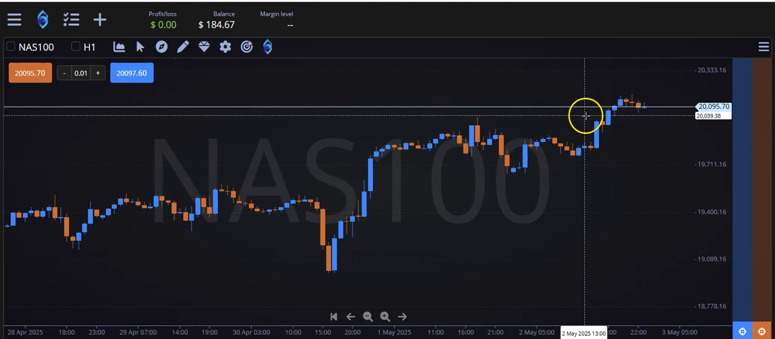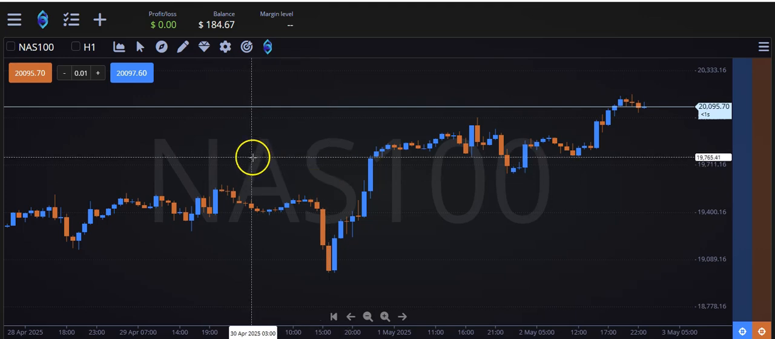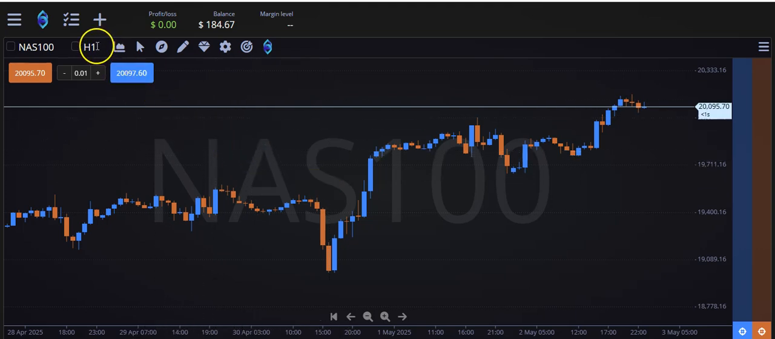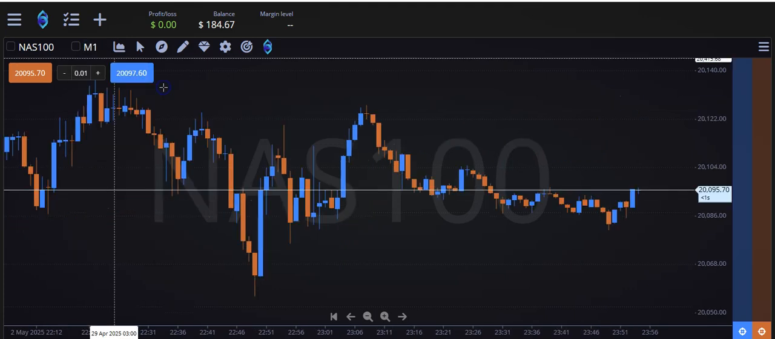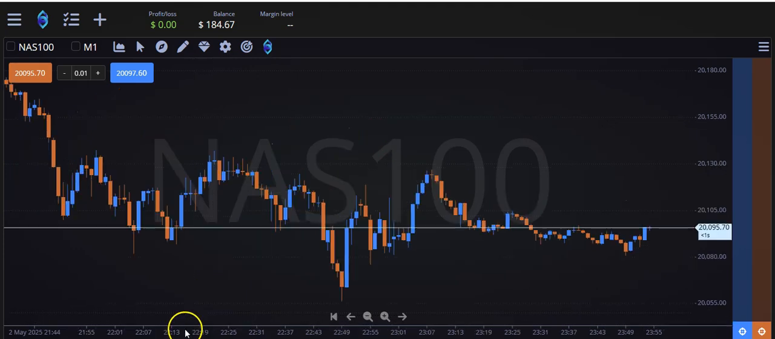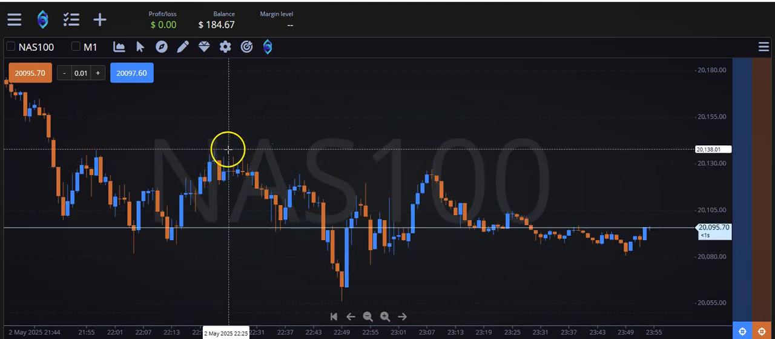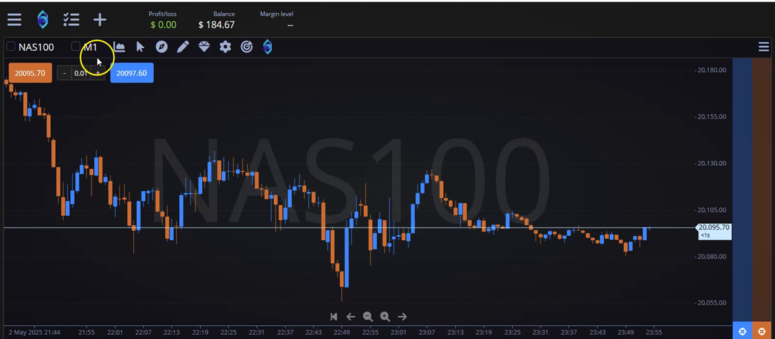Now each one of these candlesticks has a different time frame. This is right here where the time frames can be changed. You press that button and change the time frame. Every time you change the time frame, the chart will look different, but it's still the same data.